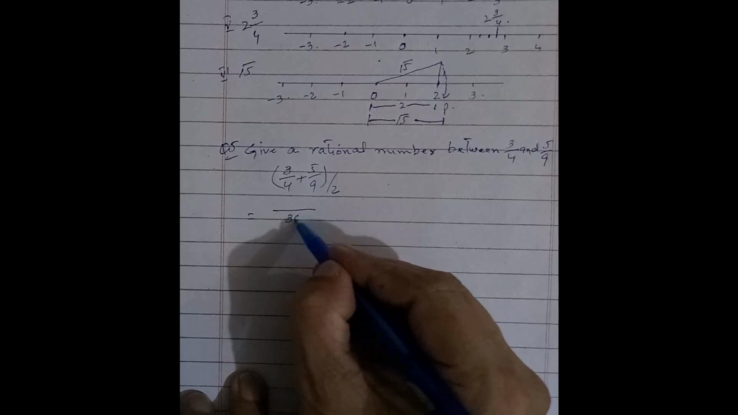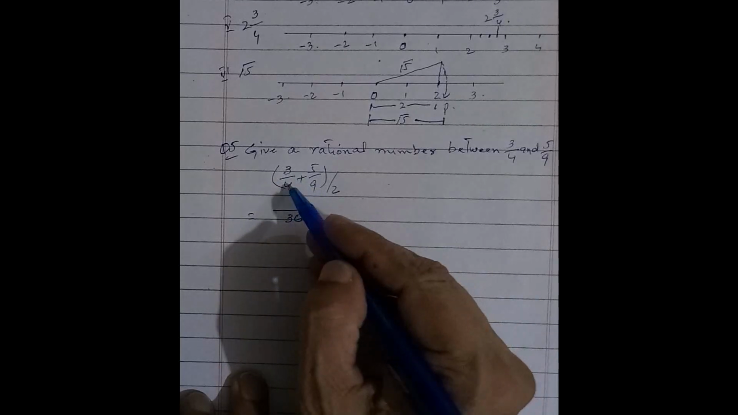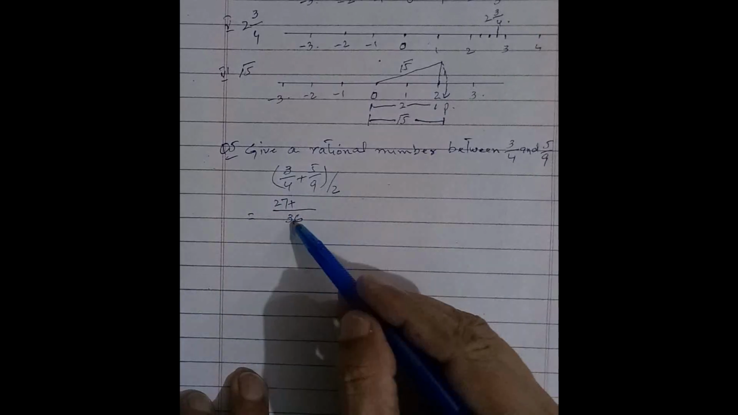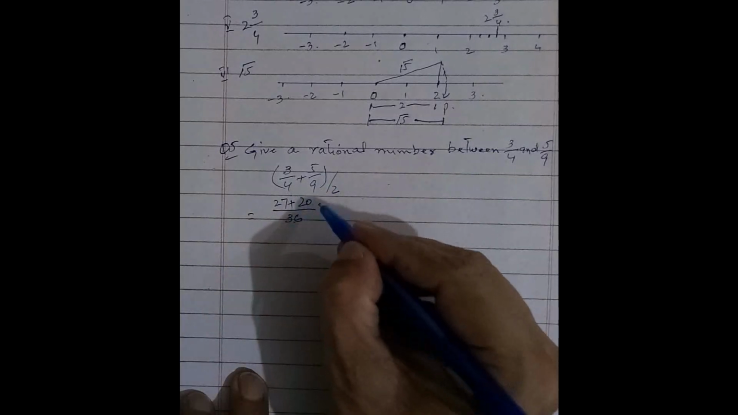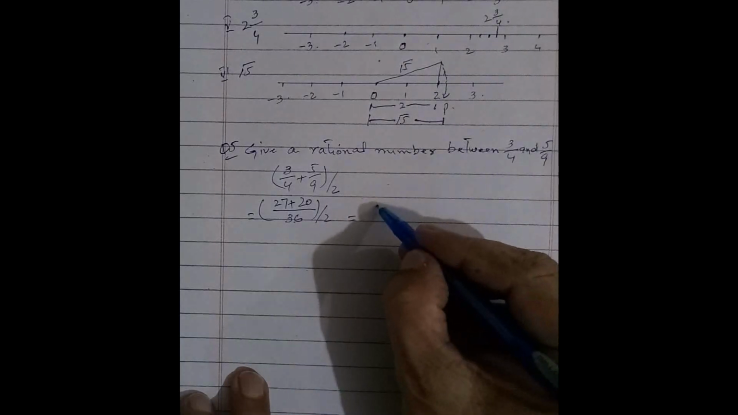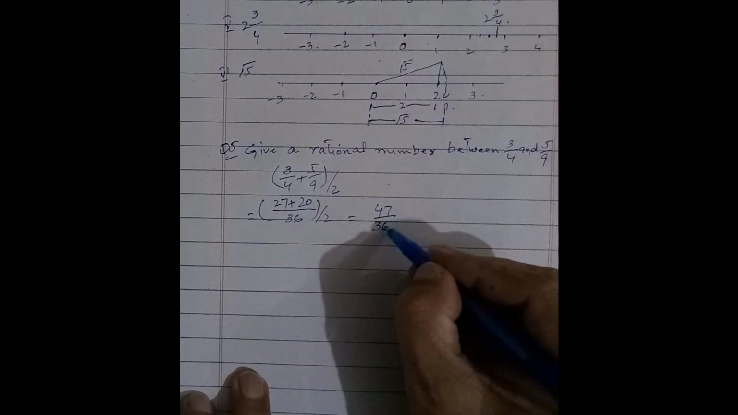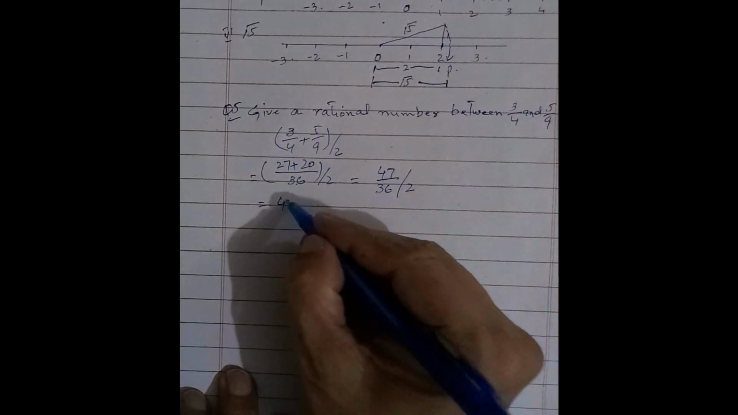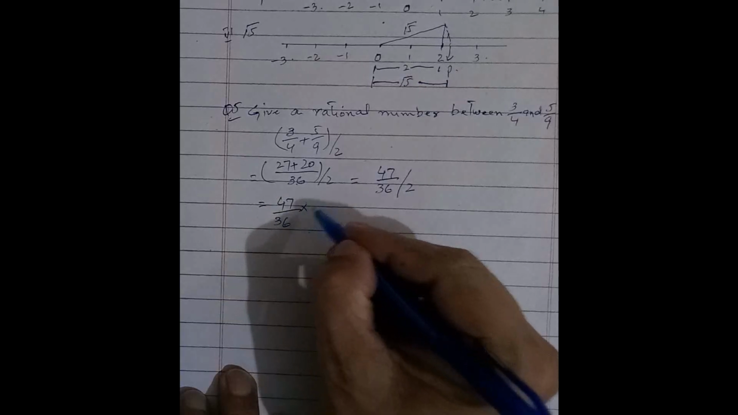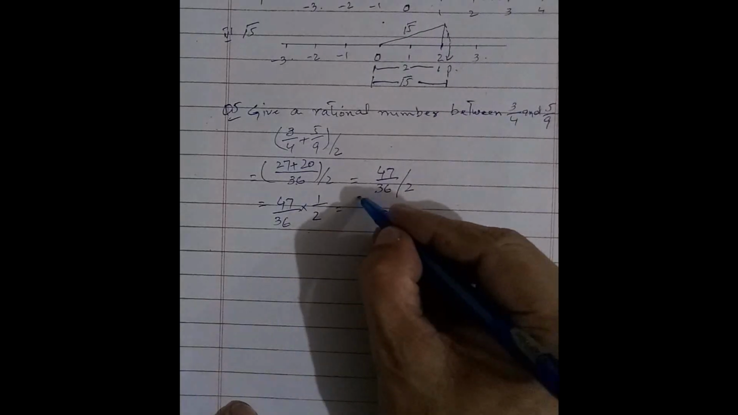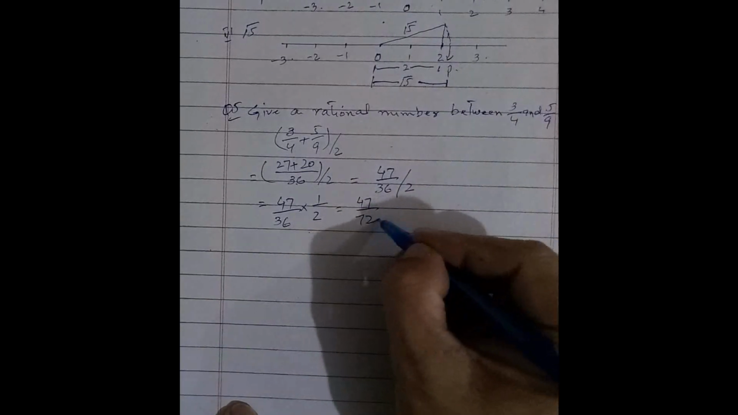Take the LCM, 36. 36 divided by 4 we get 9. 9 multiplied by 3 is equal to 27, plus 36 divided by 9 we get 4. 4 multiplied by 5 is equal to 20. And divided by 2, we get 47 over 36 divided by 2, which leads to 47 over 36 multiplied by 1 over 2. And now we simplify it. It is 47 over 72.